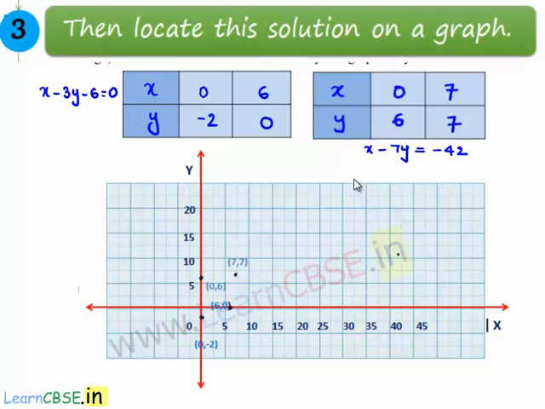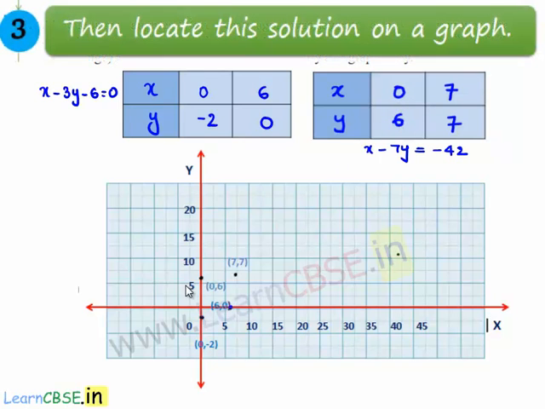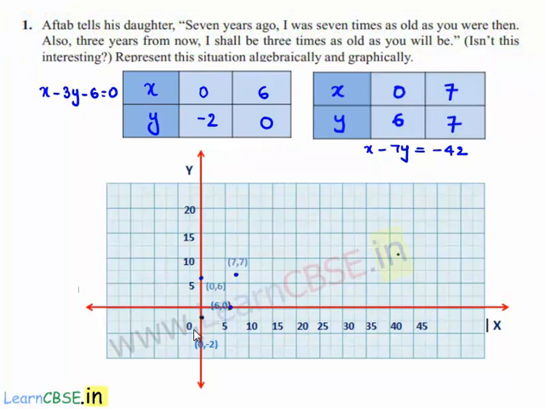Now let us plot a graph by using these points, which are (0, -2), (6, 0), (0, 6) and (7, 7). So (0, -2) is this point and (6, 0) is this point. Next the point is (0, 6). So (0, 6) is here and the other one is (7, 7). Let us join the points (0, -2) and (6, 0) and join the points (0, 6) and (7, 7). We will get two straight lines.